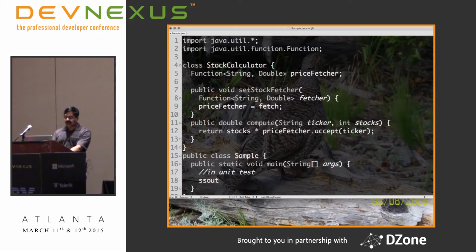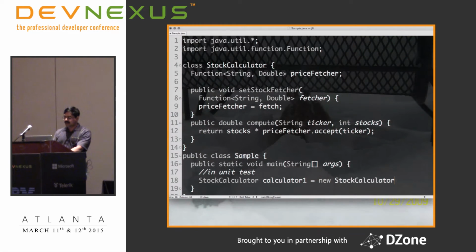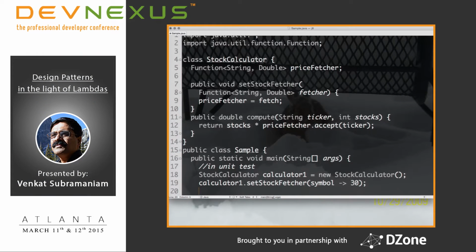I'm going to simply create a calculator. So I have a calculator, and in this case, I'm going to say new StockCalculator. And all I'm going to do is simply say calculator.set, what is this called? setStockFetcher. But notice what I'm going to give to this particular object. I'm going to say symbol, and given a symbol, return a value of, let's say, 30. So in other words, I completely mocked it out, very lightweight mocking, isn't it?